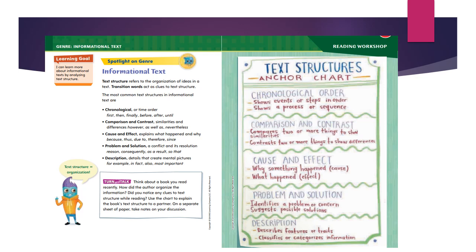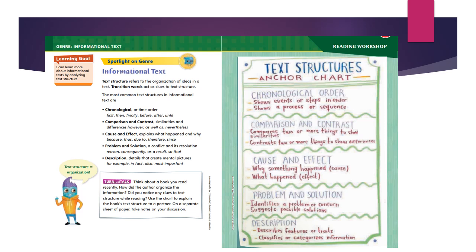We all know that this text is informational text. It refers to the organization of ideas in the text, and it includes transition words to give clues to the text structure. The most common text structures in informational text: we have chronological, which means time order, like first, second, next, after, before. We use compare and contrast, where compare means similarities and contrast means differences. We have words like however, as well as, nevertheless.